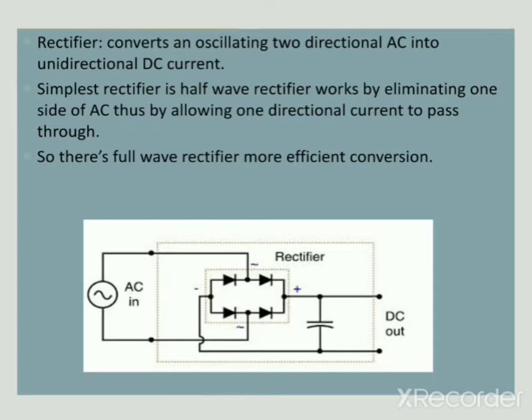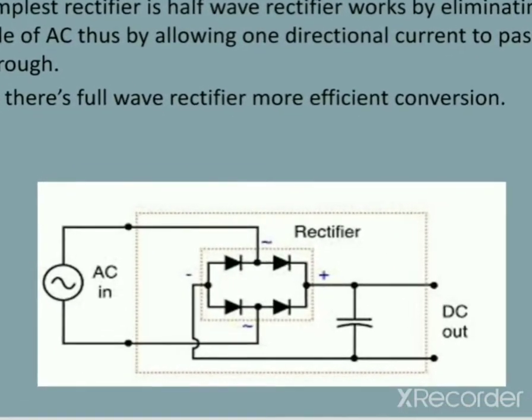So the simplest rectifier is the half-wave rectifier. It works by eliminating one side of AC, thus allowing one directional current to pass through, which gives one directional DC current, which gives one directional half of the DC waveform. So here is the disadvantage of the half wave rectifier, because half of the AC waveform remains unused. So there is an alternative rectifier which is more efficient, which is the full wave rectifier.